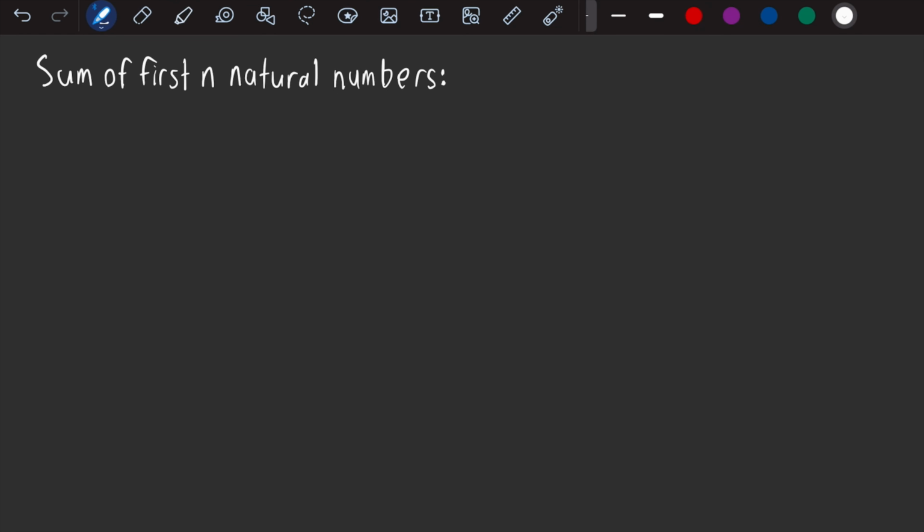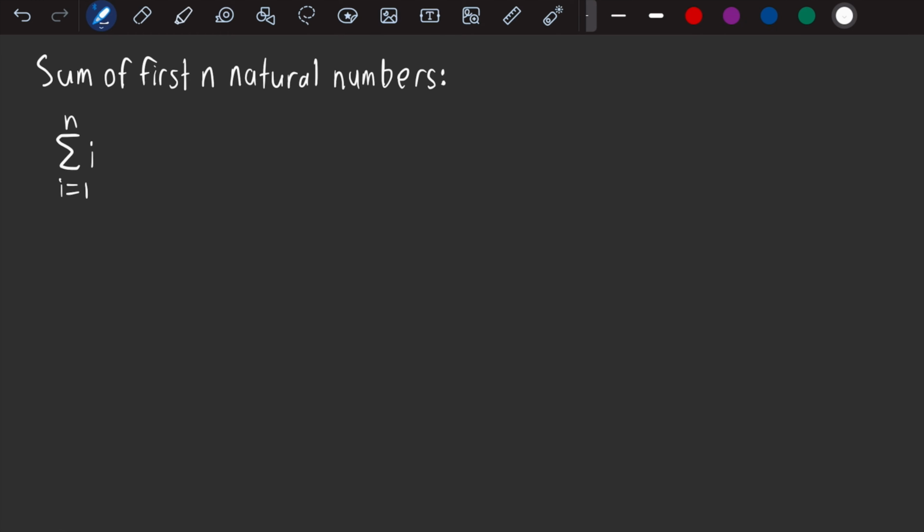Hello, in this video, we're going to try to find the sum of the first n natural numbers. So the problem we're trying to solve is the summation from i equals 1 to n of i. And what we want to try to do is find some formula that's going to give us the result of the summation without actually having to compute it by hand.